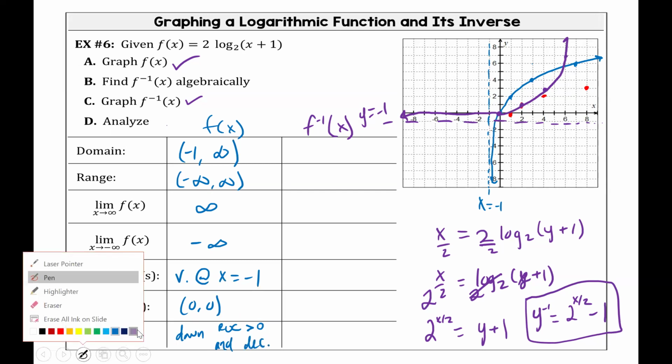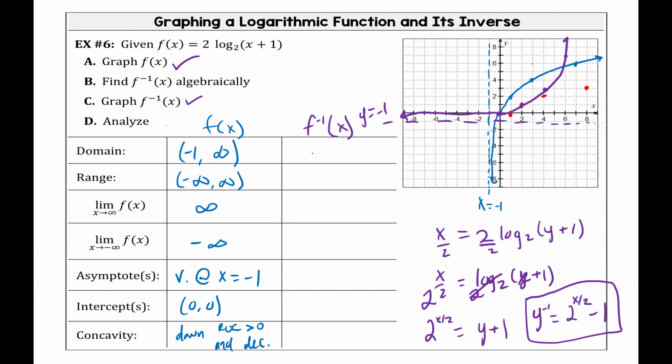On the other side, what's happening? What's my domain on this side? All real numbers. Good job. Negative infinity to positive infinity. What's my range? -1 to infinity. Does it make sense that the domain and range switch places? Yes, except this one has a different limit. It has an actual limit, right? The limits sometimes will, but it's not guaranteed, especially if there's an asymptote involved.